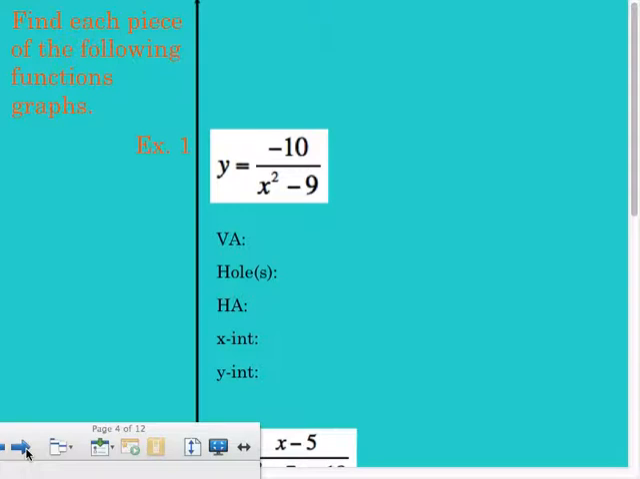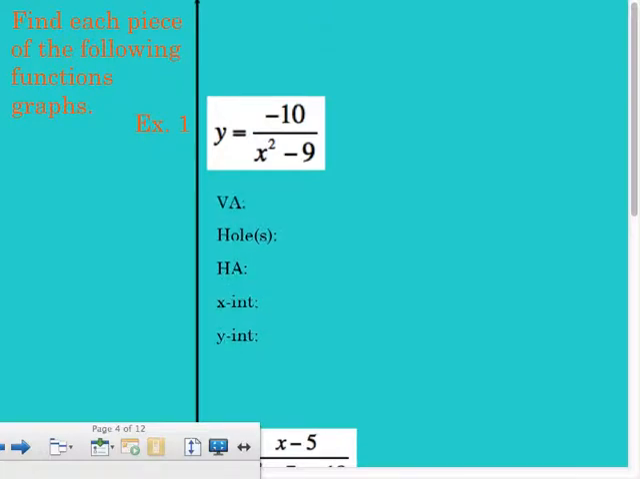All right, at any point in the video, if I'm going too fast, just pause it, write down what you need, and then keep going. In these three examples, we aren't going to actually graph them. We're just going to find the 5 key characteristics, and then you are going to graph it in your graphing calculator to get an idea of what it would look like.